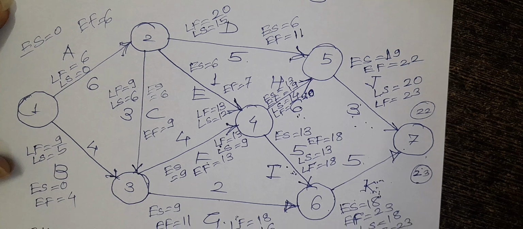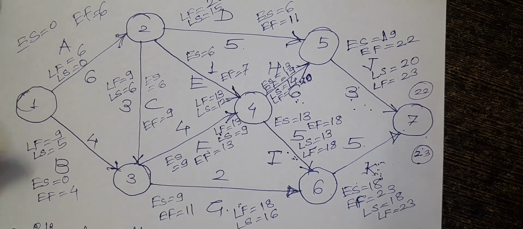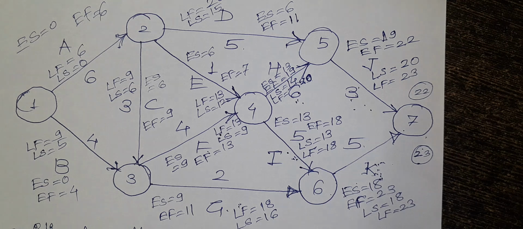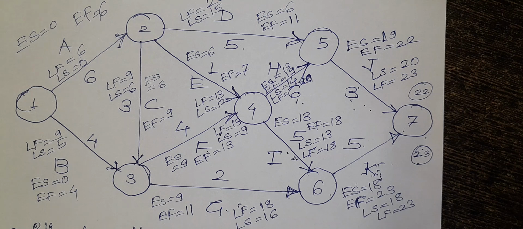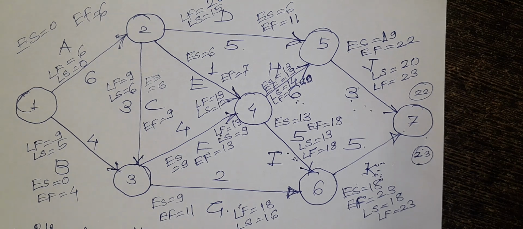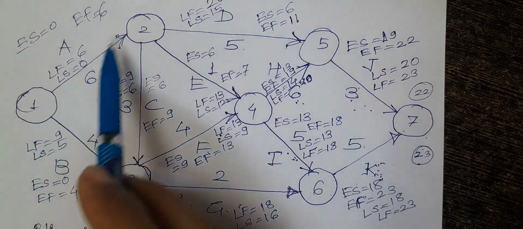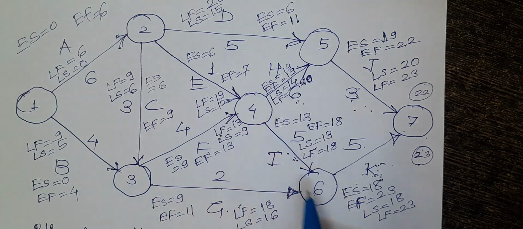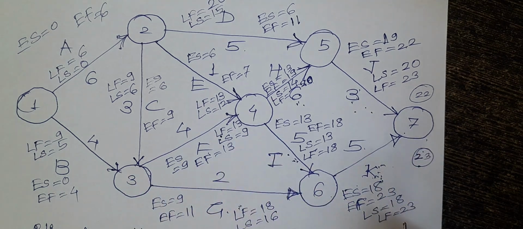So in this way we can calculate the earliest start time, earliest finish time, latest start time and latest finish time. And this is the critical path. This is the longest path on the network diagram, and it has the longest time required to complete the activities. So the critical path is 1 to 2, 2 to 3, 3 to 4, 4 to 6, 6 to 7. Thank you very much for watching this video.